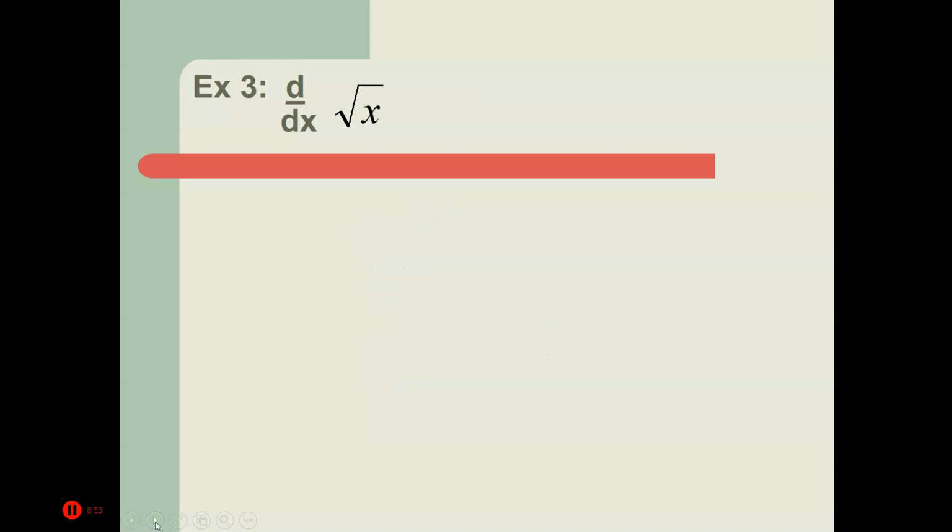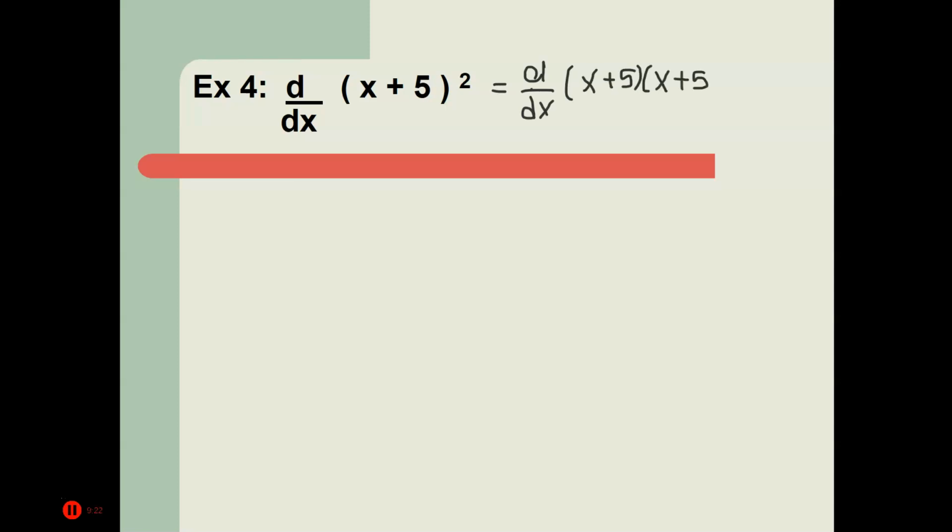All right, now the next example is not a power rule because you have a function inside. So we cannot take the derivative of a function to an exponent. We have to first use algebra and FOIL it. So it's d dx of x plus 5 times x plus 5. And then you have to FOIL the x plus 5s.